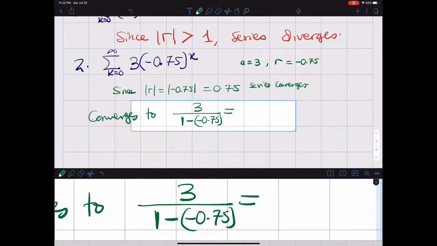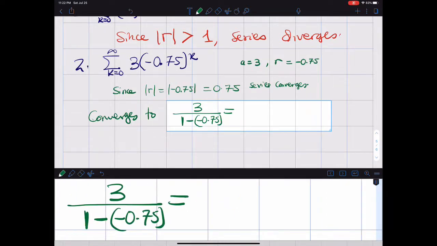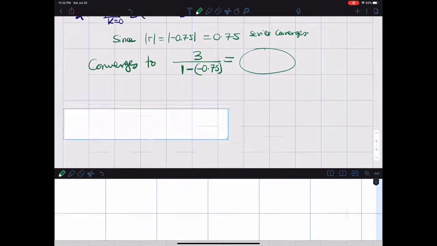So the answer is, let's see, what's the answer? I'm going to let you figure it out. I didn't do it, but it's quite easy. It's just 3 over 1.75. So figure it out yourself. All right.